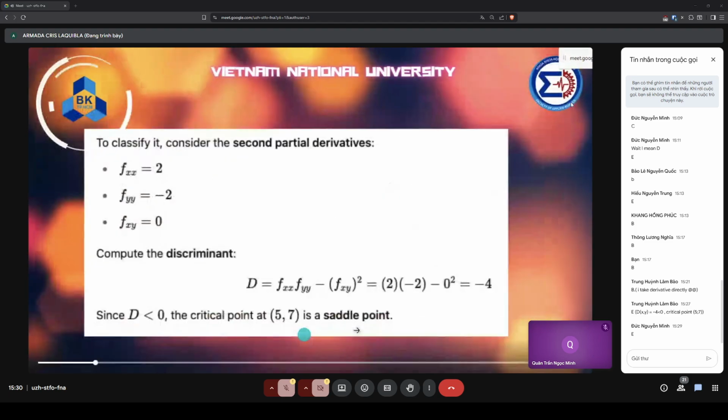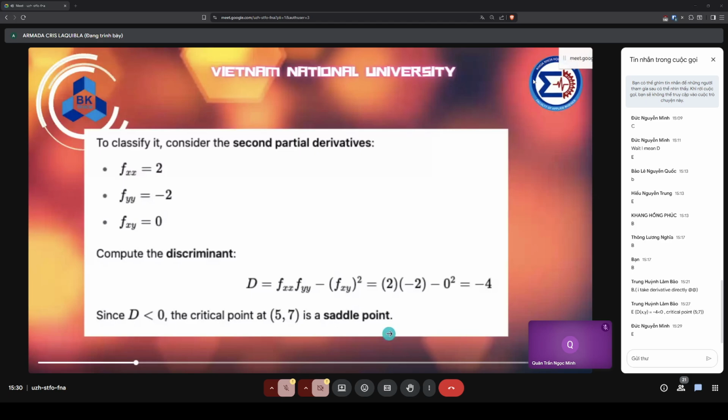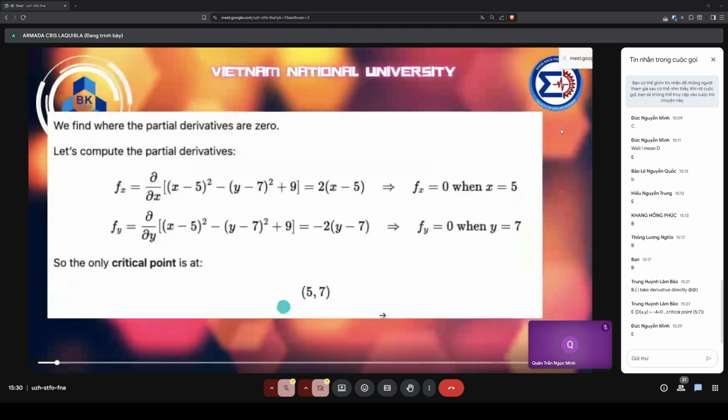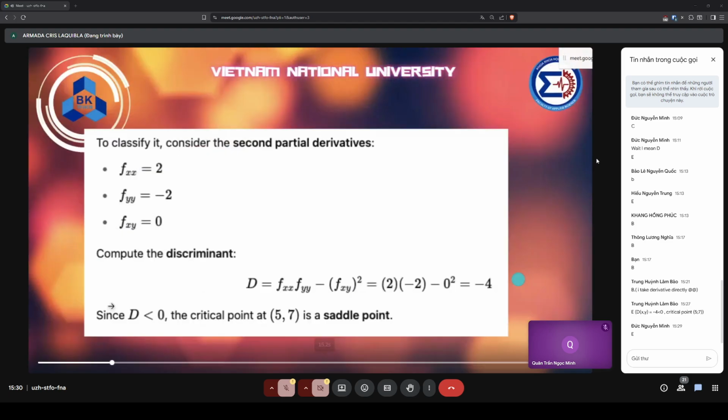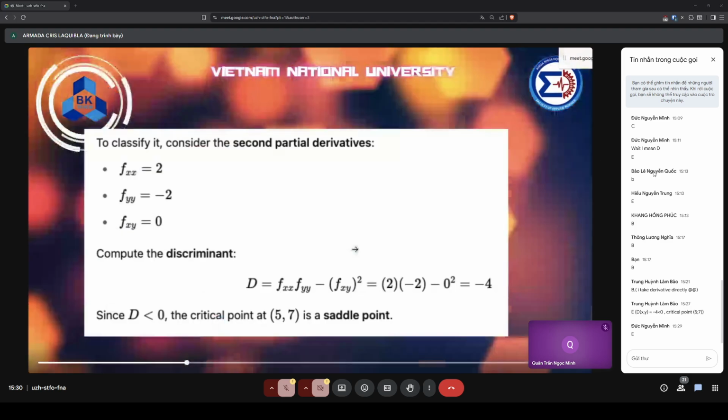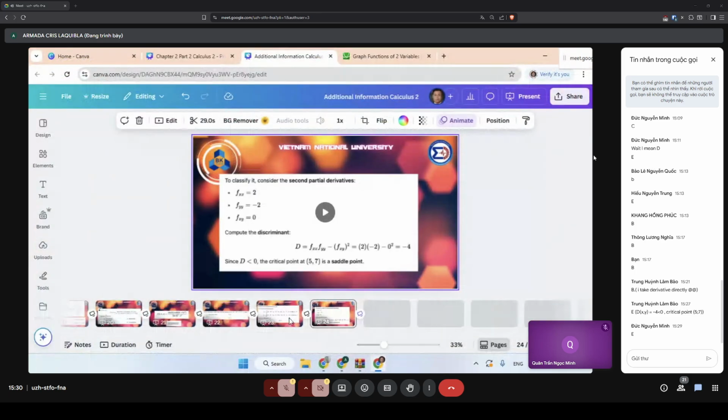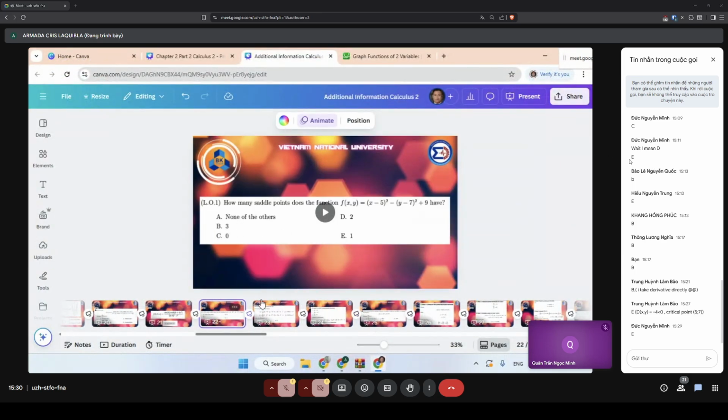But again, if there are too many critical points here, like 5, and your d is always -4 because they're all constant, you have also 5 saddle points. If that's the case. But now there's only one here, so the answer is letter E.